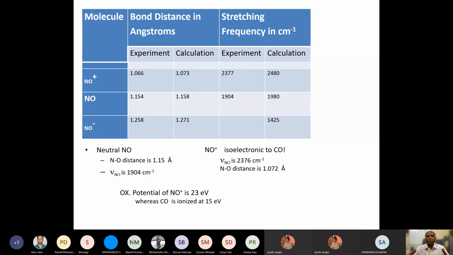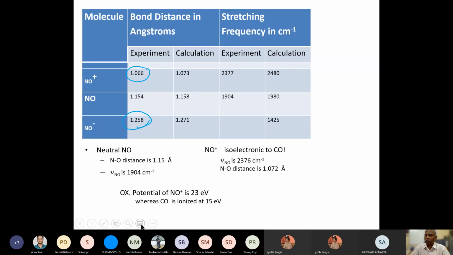Now, if I remove that electron, it will become 3. So the bond distance goes down. Okay, so I have a bond distance which is going down. If I add one more electron to nitric oxide, the bond distance would go up. It would populate the pi star orbital and my bond order will come down to 2. So this is exactly what I'm seeing.